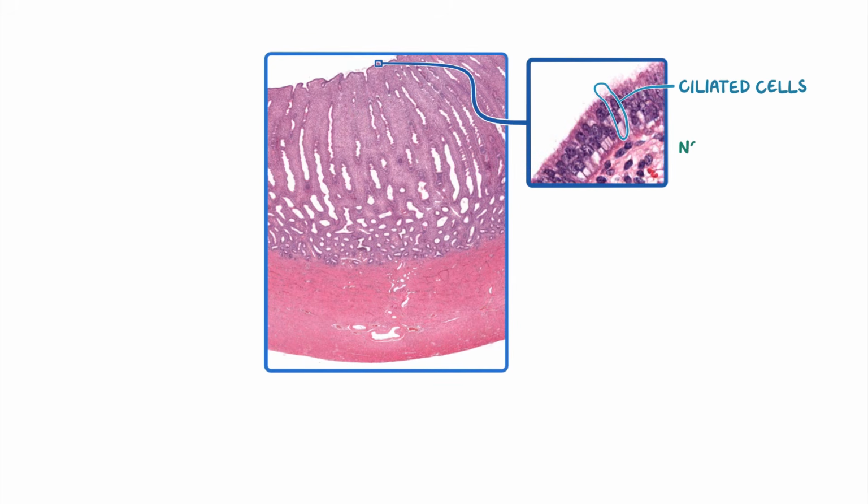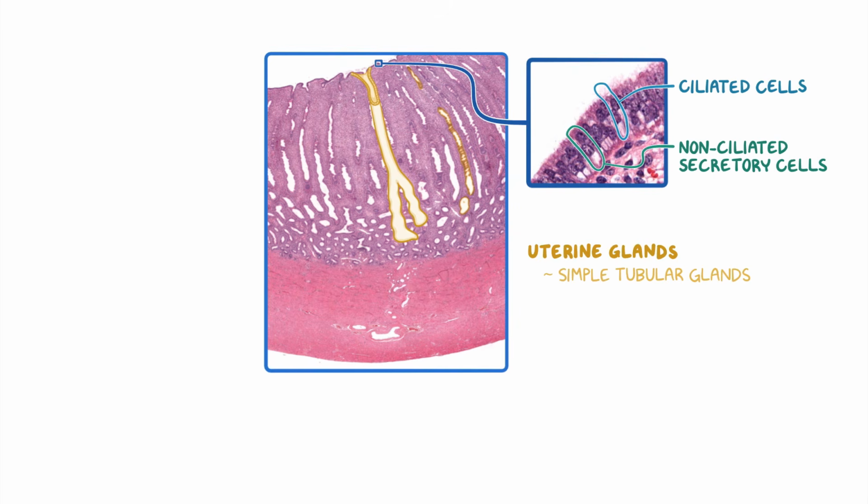The functional layer's simple columnar epithelium consists of both ciliated cells and non-ciliated secretory cells. During the menstrual cycle, the epithelium invaginates to form simple tubular glands called uterine glands, although the glands contain fewer ciliated cells compared to the surface epithelium. These glands extend through the functional layer and form their base within the basal layer of the mucosa.